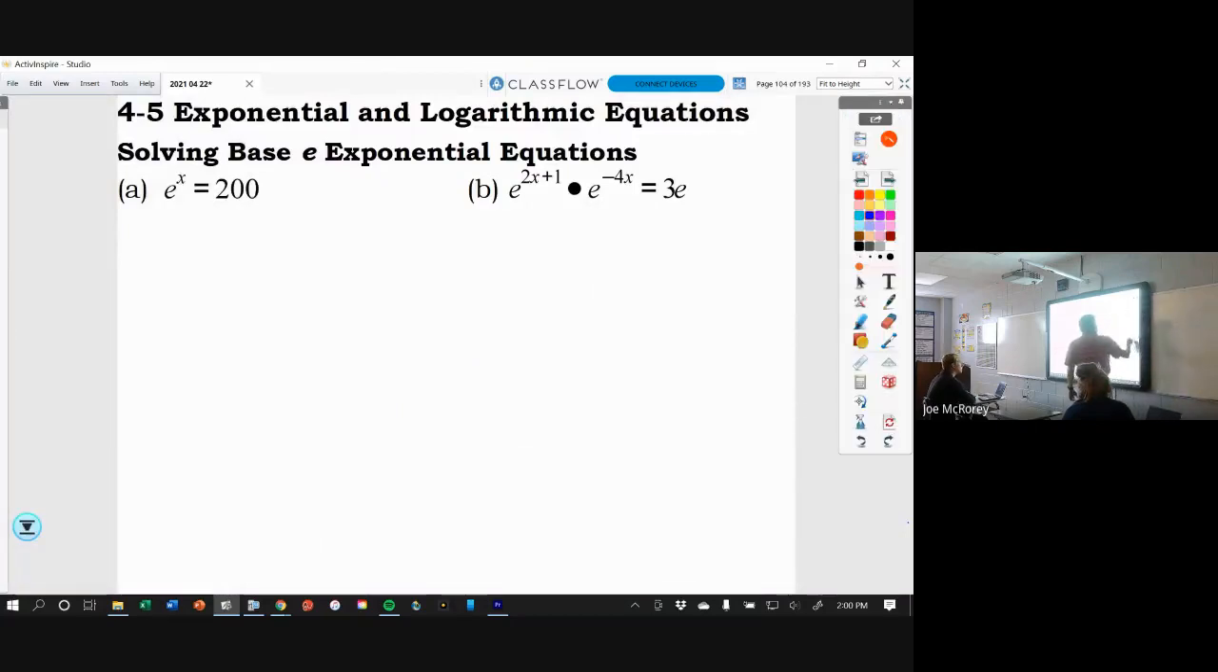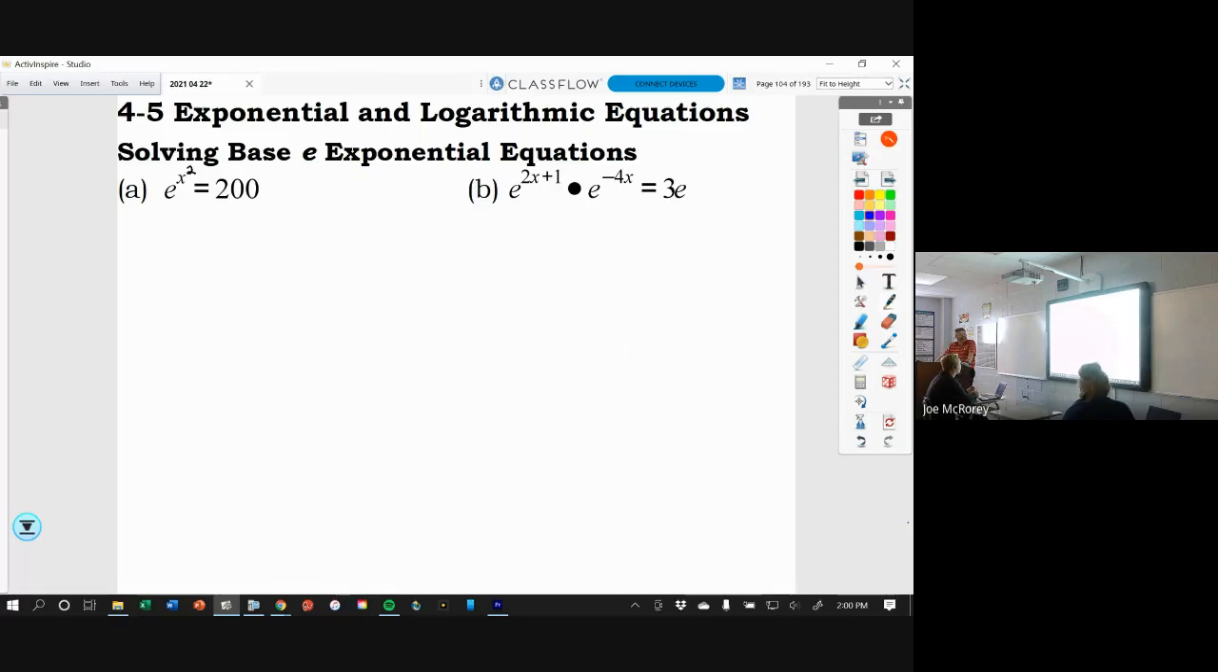Okay, let me adjust problem A real quick because it's wrong. Now we're good. e to the x squared power is 200. We're solving for x. What's e, by the way? I don't remember the number. 2.718281828.